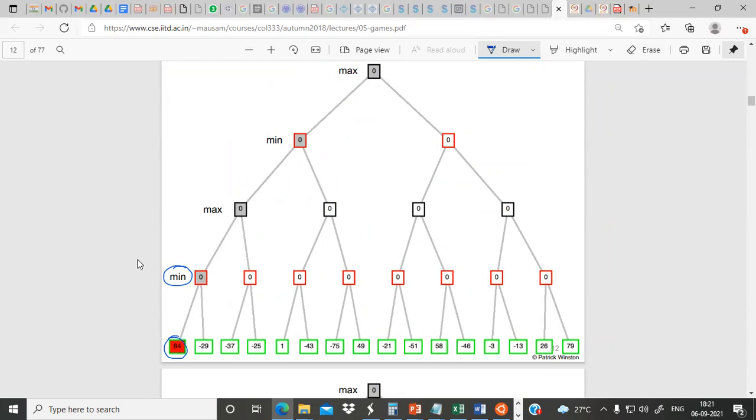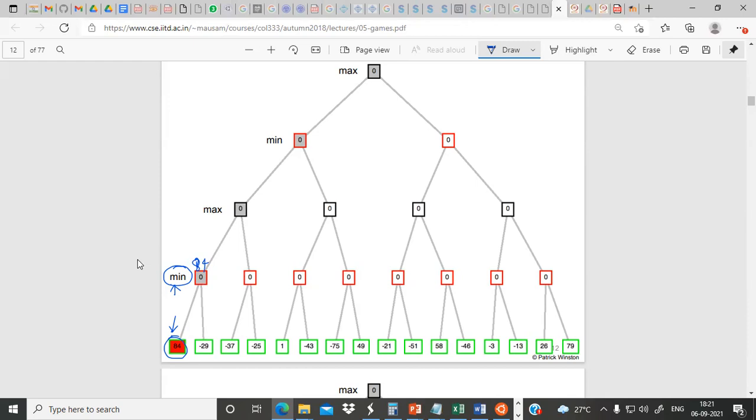This is a min node, so it should choose the minimum of its successors. But currently it has explored only this successor. Initially all these were 0, but now this 84 is explored. Out of all the leaf nodes, only this 84 is explored, so what will come here? 84 will come here, because only this is explored. This is called backing up.